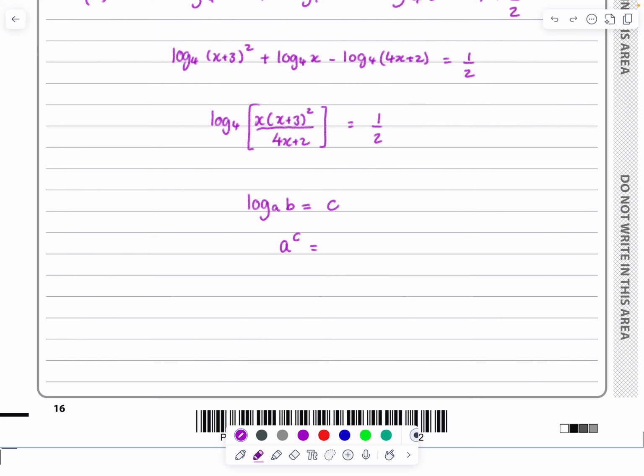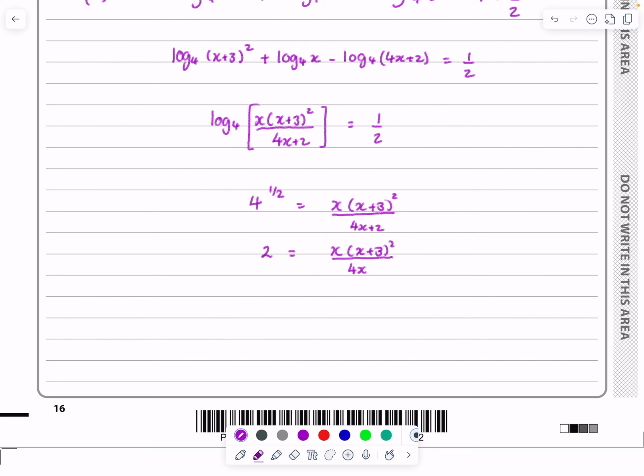Okay, so let's just get rid of all of that and then follow exactly the same idea. So the base of my power statement is the same as the base of my logarithm. A logarithm is a power. So that part there works out to be equal to everything that's inside the bracket. So x plus 3 squared all over 4x plus 2. Well, 4 to the half, square root of 4, is 2. So I'm going to get 2 equals x plus 3 squared over 4x plus 2.